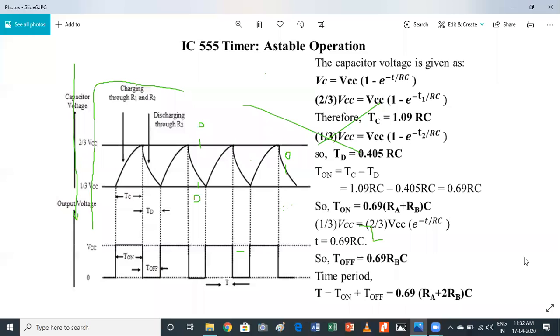This is the time period to calculate for the astable mode operation.